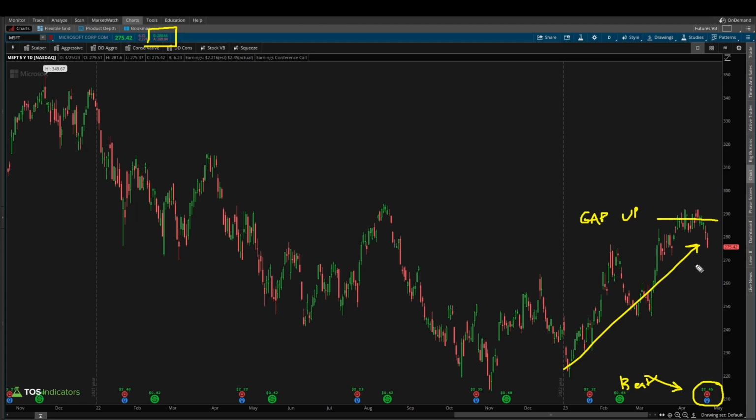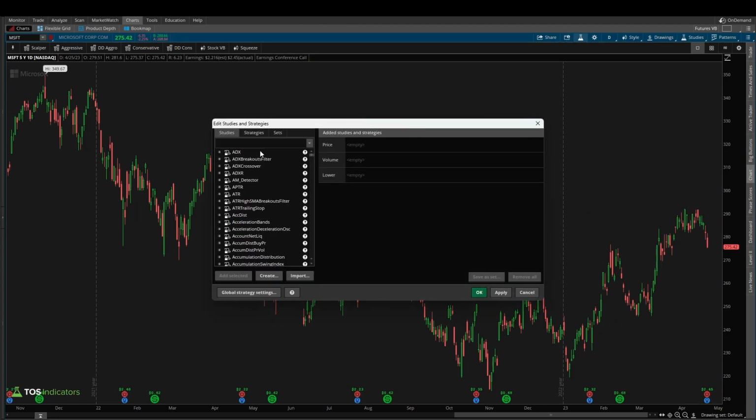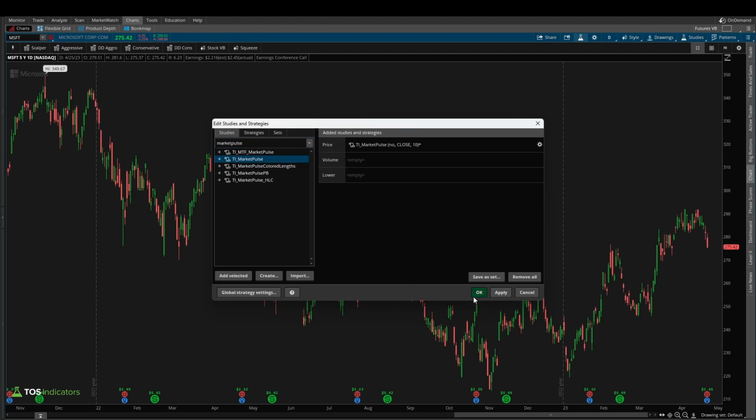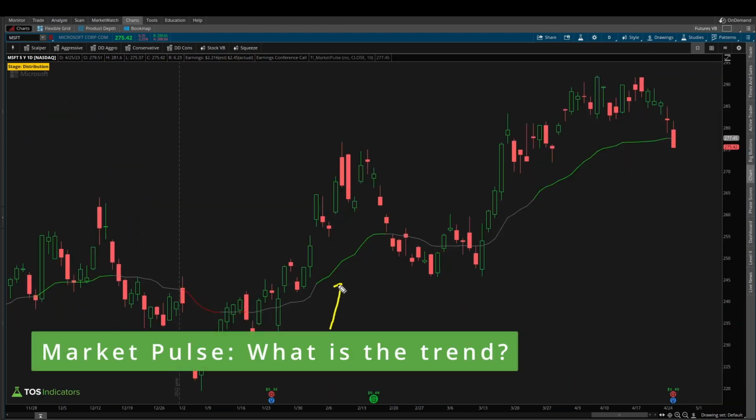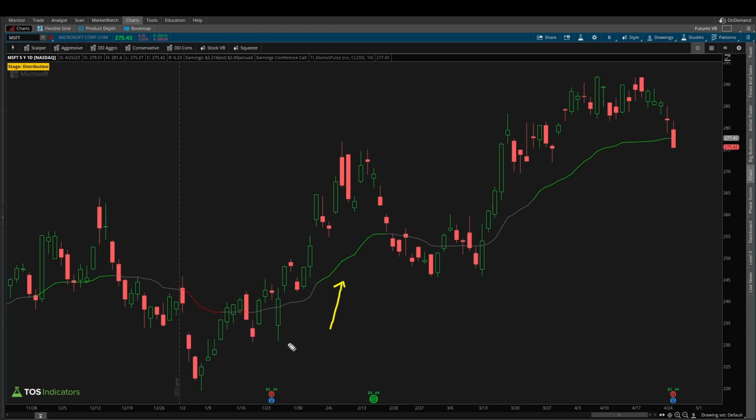Now there's two indicators I'll be using today. Both are free, and I'll leave a link to them in the description box below. The first one is the market pulse line. And the market pulse indicator plots this line on our chart, which prints either green, red, or gray, giving us some very clear direction around trend.